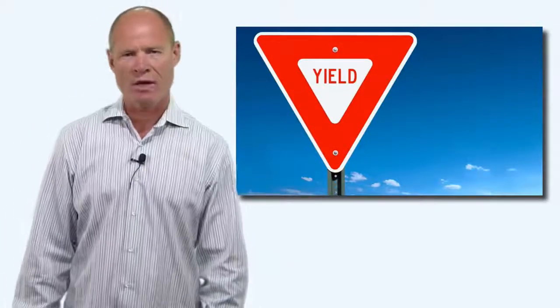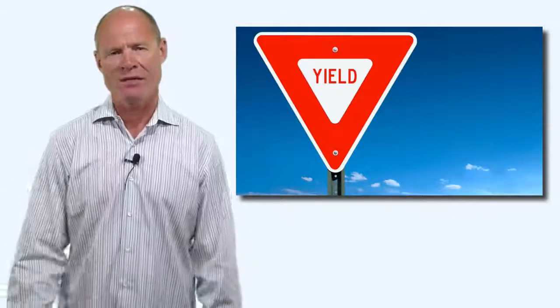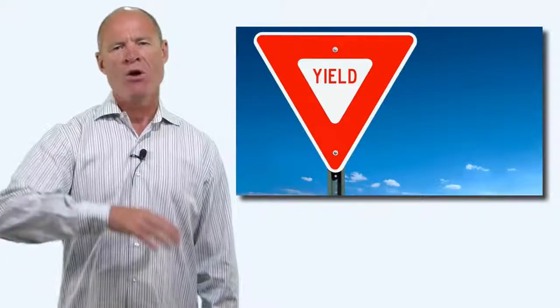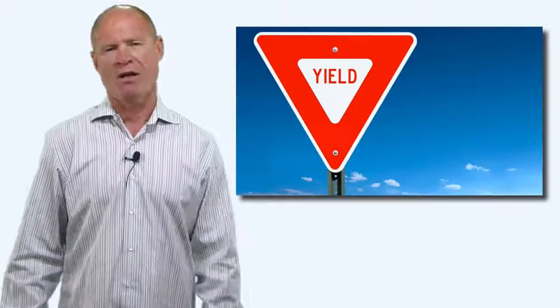The next regulatory sign is the yield sign, which is an upside down triangle. It has a wide red border with a smaller white triangle in the center. The yield sign indicates to the driver that they must give the right of way onto the road which they're entering, or to any pedestrian traffic and other road users.